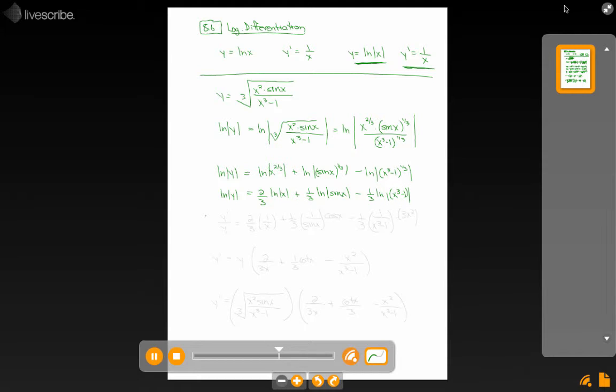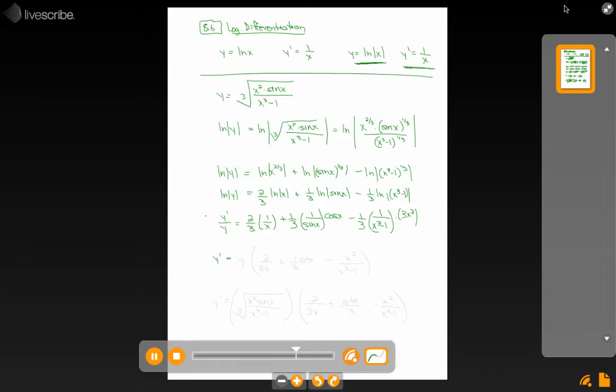Now I take the derivative of everything. I've got 1 over y times y prime, or y prime over y, equals 2/3 times 1 over x, plus 1/3 times 1 over sine x times the derivative of sine x, which is cos x, minus 1/3 times 1 over x cubed minus 1 times the derivative of that. Now, all those absolute values went away anyway. I'll show you in a later example why you want to be a bit careful about that.